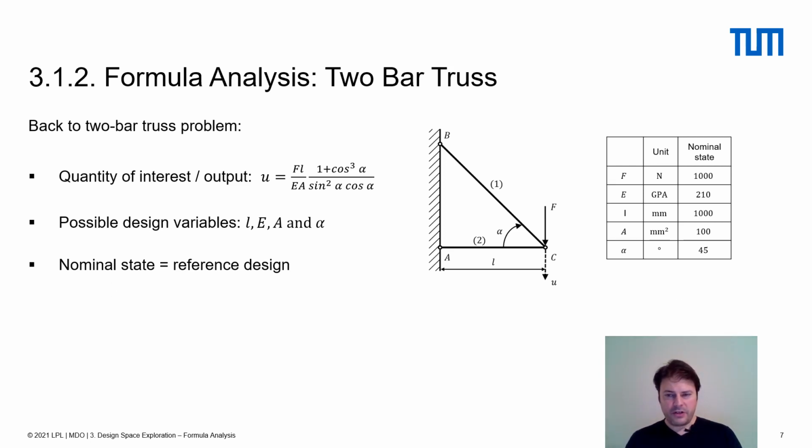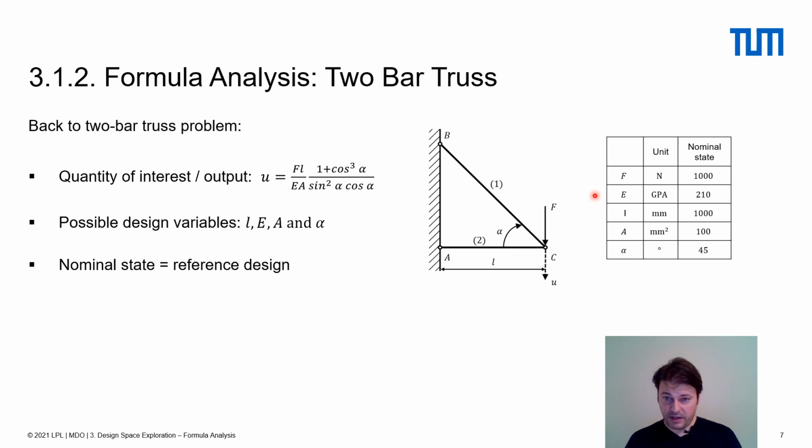Like last lecture, we will proceed in an inductive way. That means we look at a small particular problem and then slowly make it bigger to end up with a general understanding of what we're looking at. Let's get back to our two-bar truss. Remember, we have a quantity of interest, in this case the tip displacement, and we have a bunch of design variables.